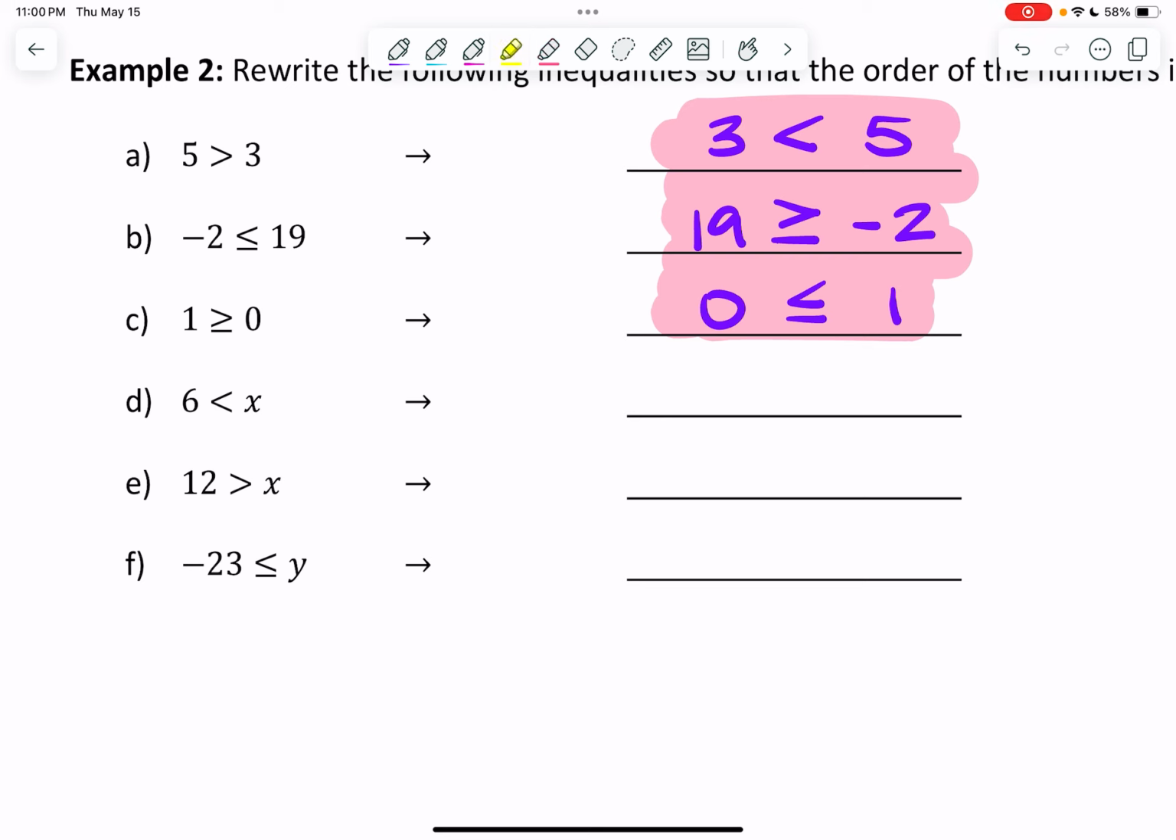The one difference that maybe you wouldn't have done if I didn't show you the original inequality is that if I have a less than or equal to or greater than or equal to symbol to begin with, then when I flip the order, that "or equal to" portion still exists. And if it wasn't there before, then it's not going to be there after.